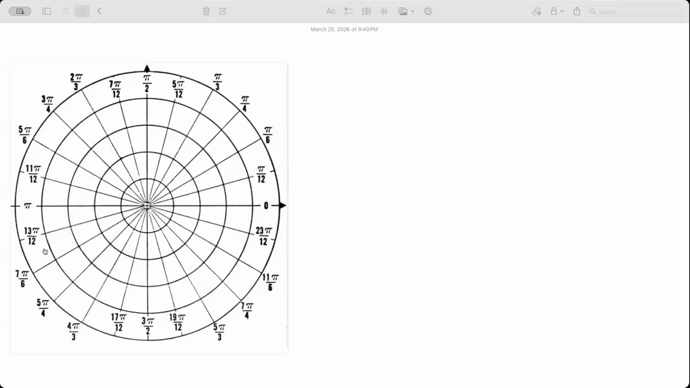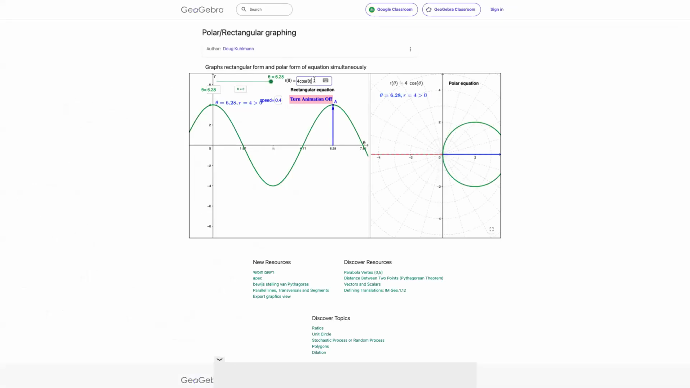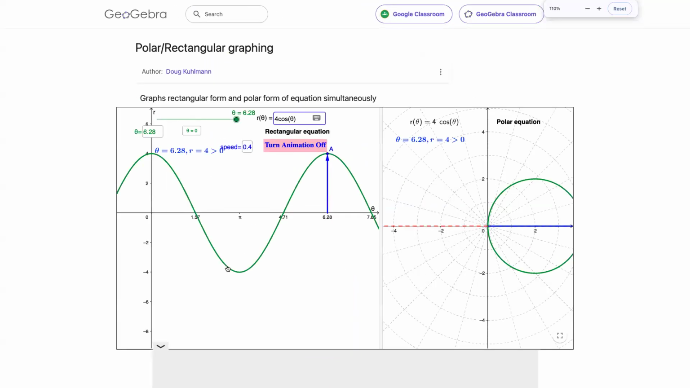Hi guys, so sorry. So let's see here. I am sharing the GeoGebra link with you guys. So we are going to do 4 cos 3 theta, 4 cos 2 theta. Are you all able to see my screen? This is better I think. Let's go ahead and do 4 cos 3 theta first. I'm going to turn the animation on and we are going to check these graphs.